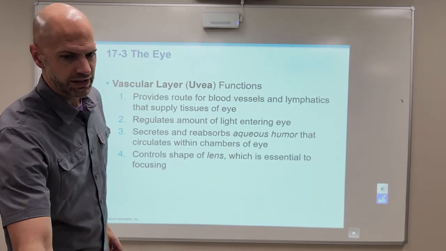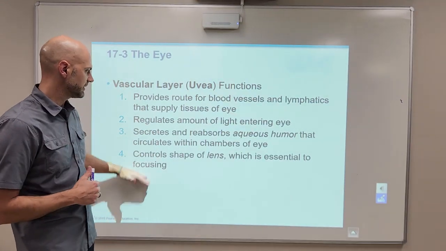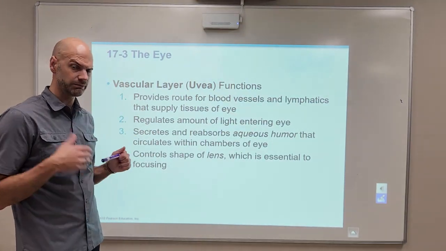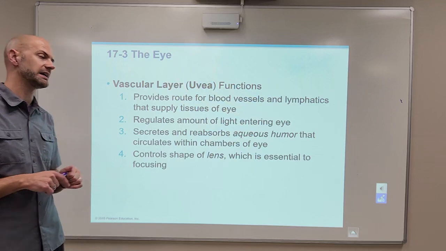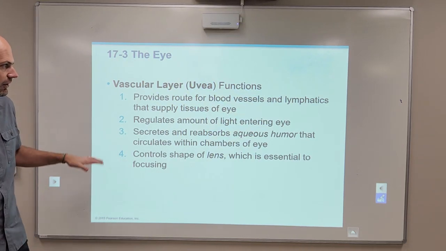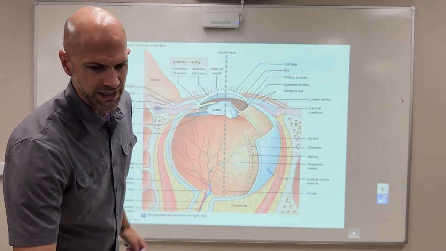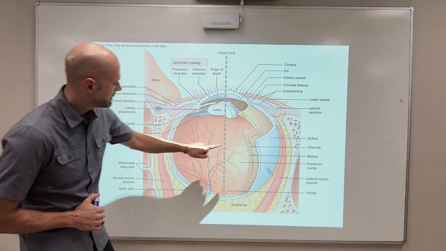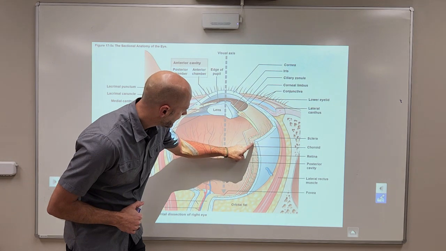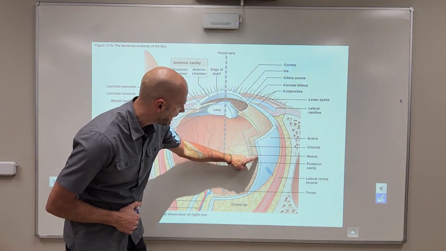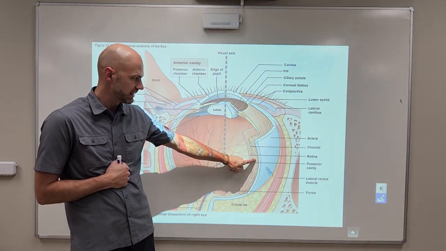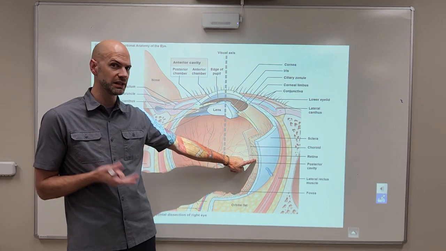Okay, the vascular layer has multiple functions that you can read here. Providing blood supply and nutrient supply is the key one, although there are some other functions that we will talk about. Again, back to this image, we talked about the fibrous part. Now we're talking about this next layer, which is the vascular part. As you can see in the illustration, lots and lots of blood supply.